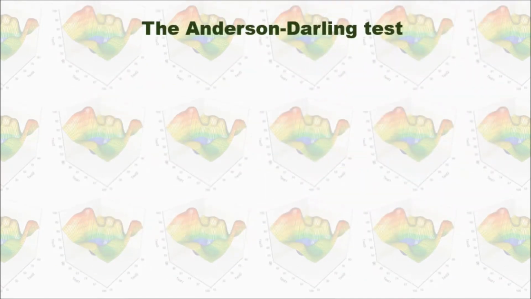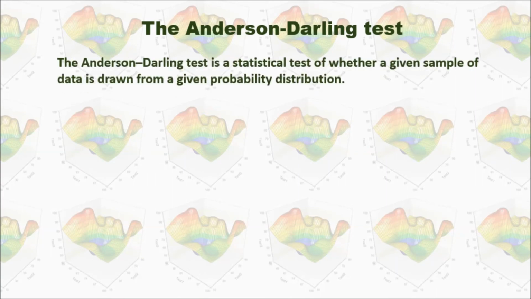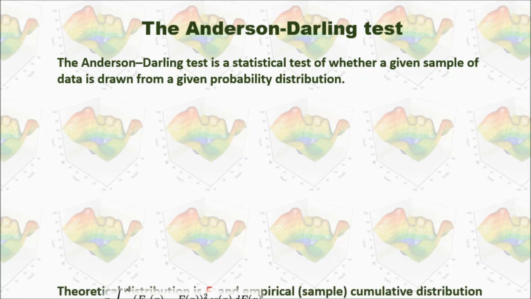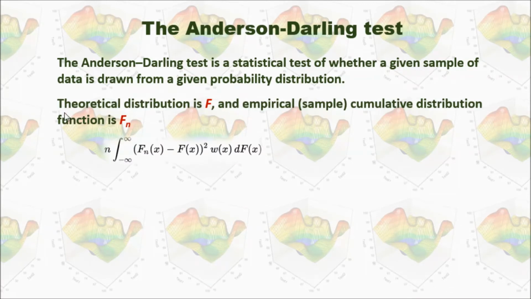Then, what is the Anderson-Darling test? The Anderson-Darling test can be used between any two distributions. First, we have our theoretical distribution F, and then we have our empirical cumulative distribution function Fn. We will take the difference between our empirical distribution and our theoretical distribution, square it, multiply by a weight, and calculate the sum.